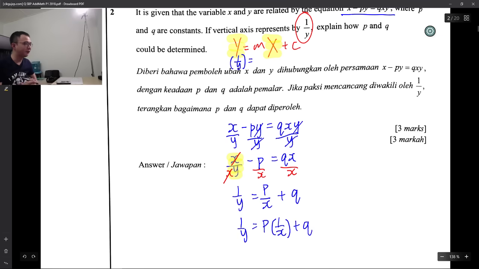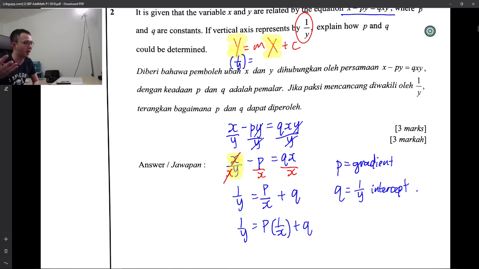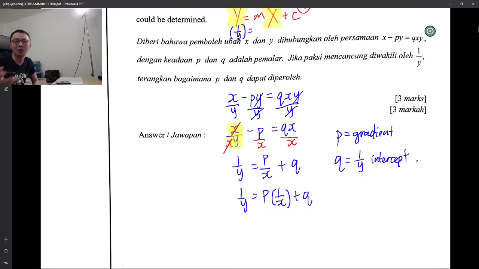So over here, from this equation, you can guess that p actually is my gradient. And my q over here will be my 1 over y intercept. Because over here, you check the marking scheme, it actually says q will be a y-intercept. But in this case, it is no longer y, it's 1 over y, so I prefer to write it as 1 over y-intercept. Yeah, this is how I normally write.